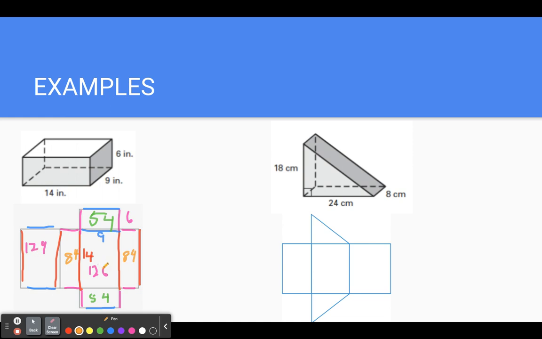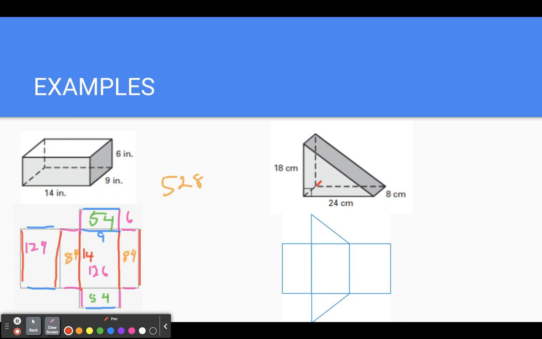All right, so now we have all 6 sides accounted for. 2 sides are 126, 2 sides are 54, and 2 sides are 84. So we just add all those together. 84 plus 84 plus 54 plus 54 plus 126 plus 126. That gives us 528. If we add together all of these surfaces, all of these areas combined together give us 528.